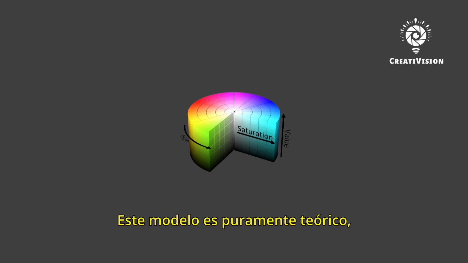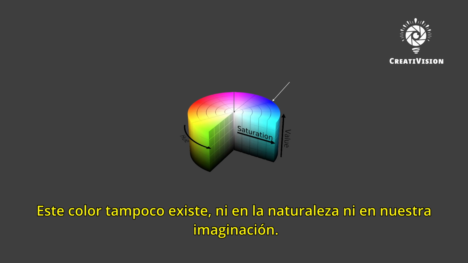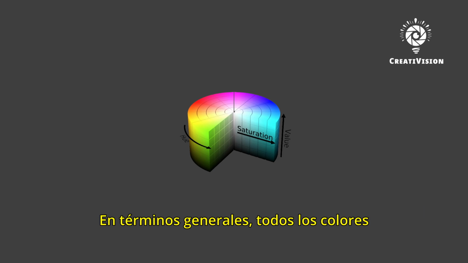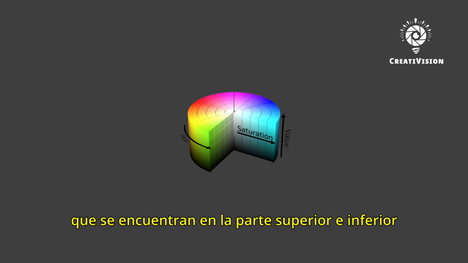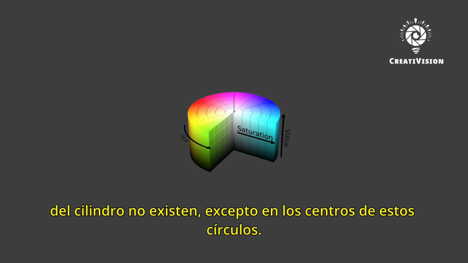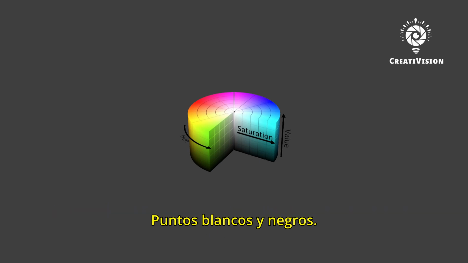This model is purely theoretical, as it contains colours that do not exist. For example, this colour. It is absolutely black, the most intense yellow colour. This colour does not exist. Or this one. It is completely white, the most saturated blue colour. This colour also does not exist, neither in nature nor in our imagination. Generally speaking, all colours that are located on the top and bottom surface of the cylinder do not exist, except for the centres of these wheels, white and black points.